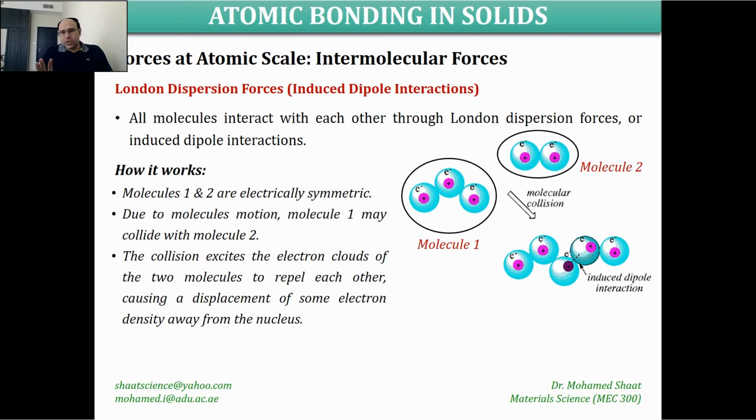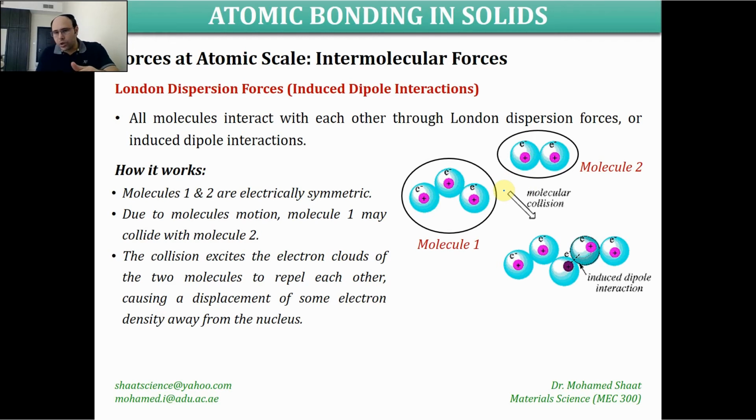So let us consider this example of two non-polar molecules. Assume that we do have two non-polar molecules, molecule 1 and molecule 2. Molecule 1 is made of 3 atoms. So these circles are 3 atoms of the same type or 2 different types. It doesn't matter. Assume you have a molecule that consists of 3 atoms, and another molecule that consists of 2 atoms. And these 2 molecules are non-polar.